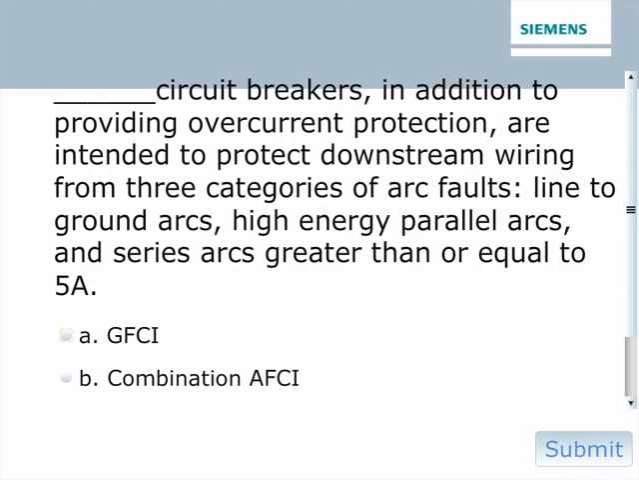Blank circuit breakers, in addition to providing overcurrent protection, are intended to protect downstream wiring from three categories of arc faults: line to ground arcs, high energy parallel arcs, and series arcs greater than or equal to 5 amps. Is it A, GFCI, B, combination AFCI, C, branch feeder AFCI, or D, all of them?